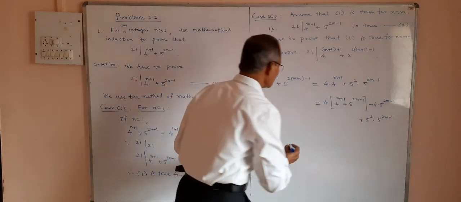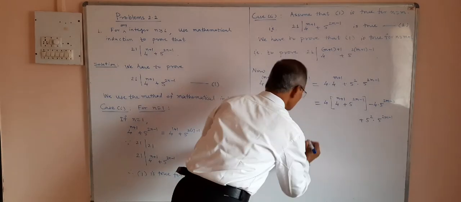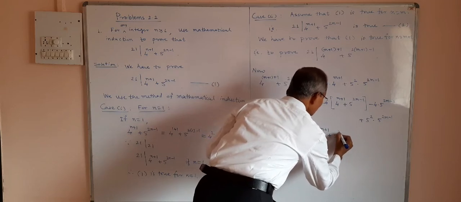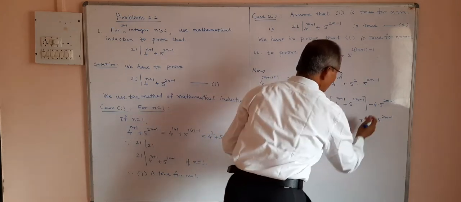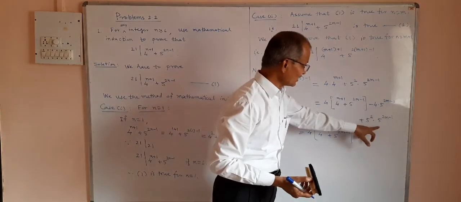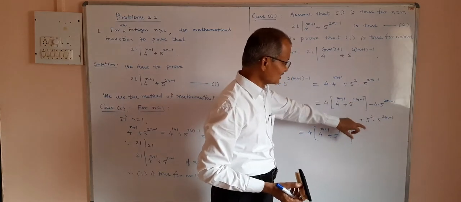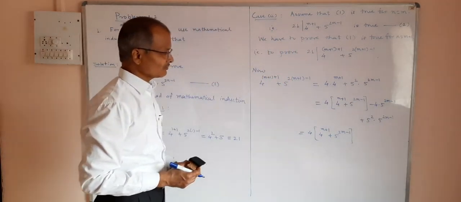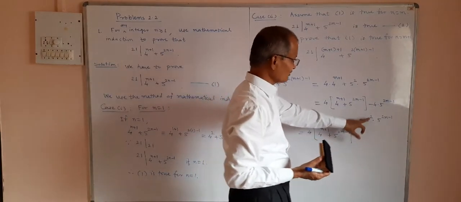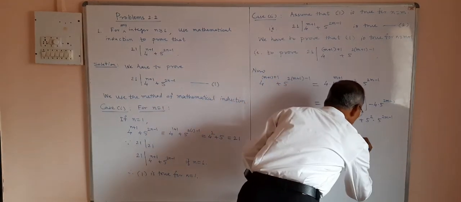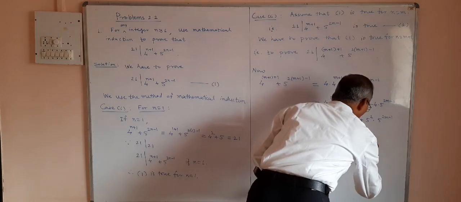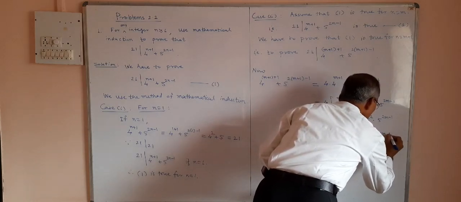And further, this is equal to 4 into bracket 4 raised to m plus 1 plus 5 raised to 2m minus 1. And you see, from this 5 raised to 2m minus 1 is common. If this term is taken common, what remains in the bracket is minus 4 plus 5 square. Minus 4 plus 5 square is plus 21, since 5 square minus 4 is 21. So this is 21 into 5 raised to 2m minus 1.